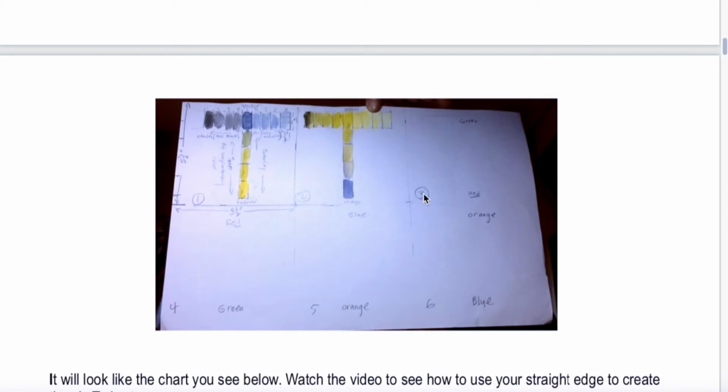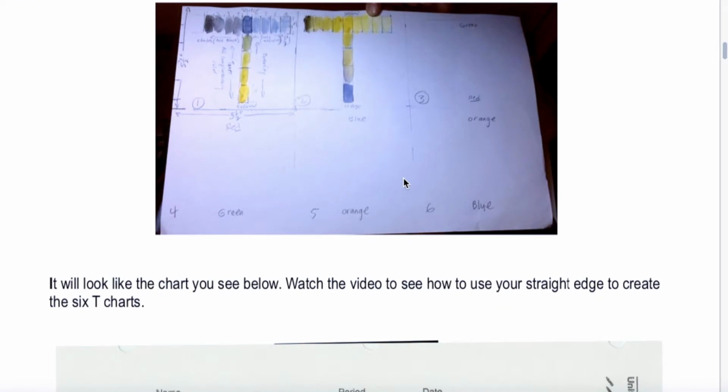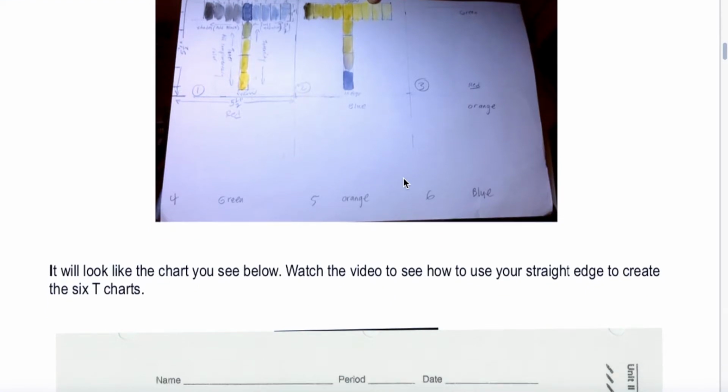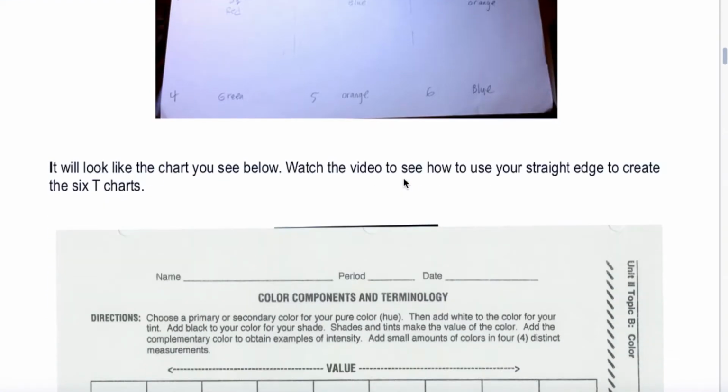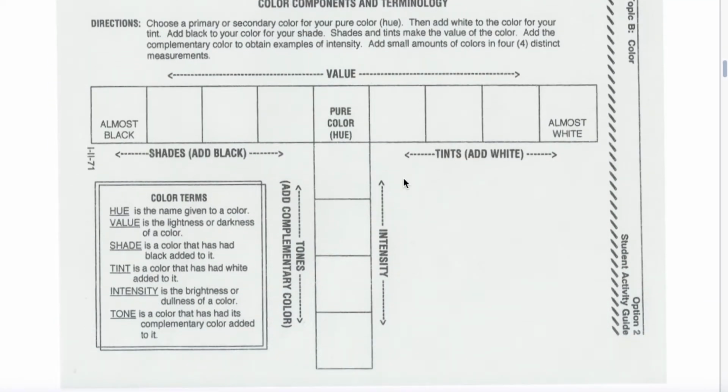The orange would be up here, and you're going to go back and forth with shade. You're going to get shade over here and tint over here. So you're learning a little more about your intensity and value and tone, all that exciting stuff. This is what the chart actually looks like, okay?